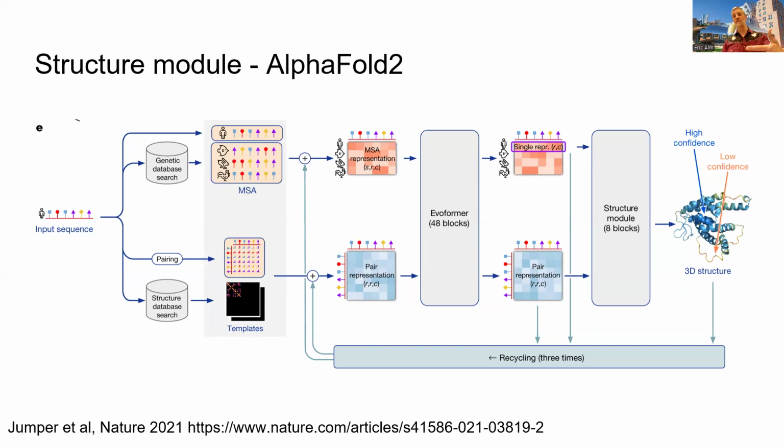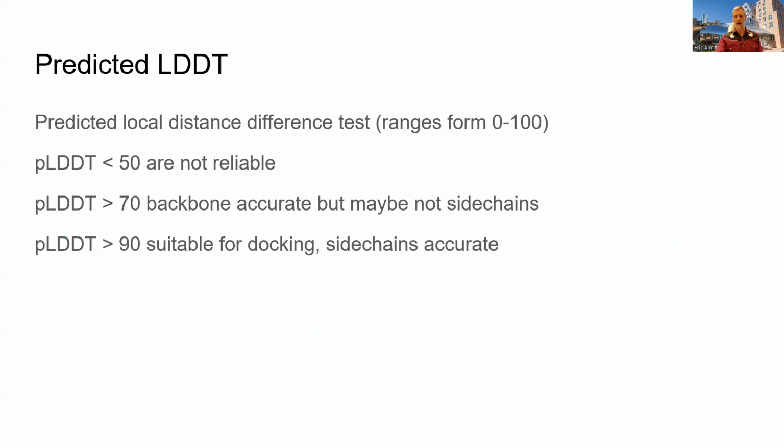Then we get a final MSA representation and a final pair representation. And in AlphaFold 1, they would take this information, put it into an energy model, and then find a structure that satisfied those constraints. In AlphaFold 2, they basically just put it into a neural net that directly spits out a protein structure. Okay, so that's the walkthrough of AlphaFold 2. In addition to the structure, it's predicting the confidence of different positions.